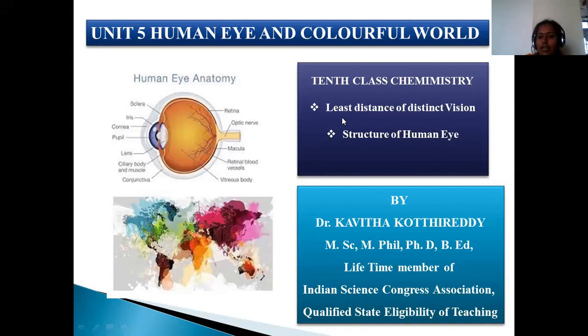Today's topics we are going to discuss are the least distance of distinct vision, and second, the structure of the human eye. These topics will be covered in today's session. The detailed eye and how well it is used to see, how far we are able to see, those topics will be covered. Let us move on to our actual topic.